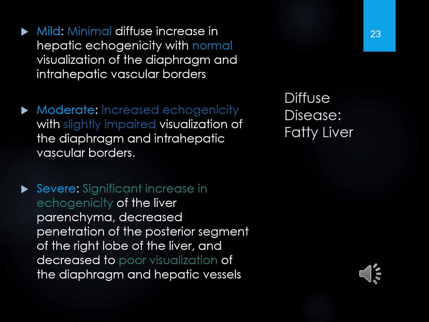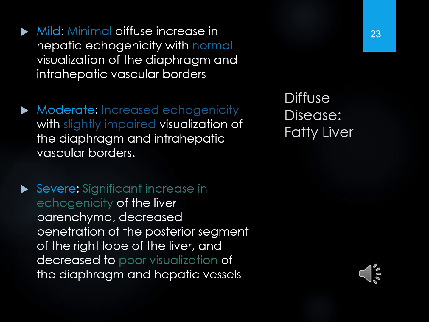There are different grades of severity of fatty liver. You'll probably need to know these for upcoming tests, board exam, life out in the field, etc. Okay, so it seems kind of obvious, like, oh, well, there's mild, moderate, severe. You need to know that, yes, there's mild, moderate, severe, and I also strongly recommend knowing exactly what each one of those means, okay? So for mild, there's minimal diffuse increase in hepatic echogenicity with normal visualization of the diaphragm and intrahepatic vascular borders.